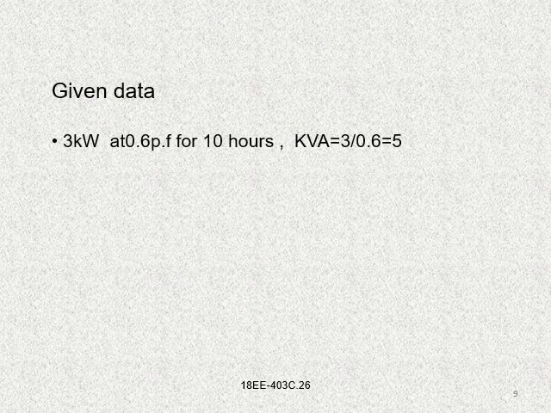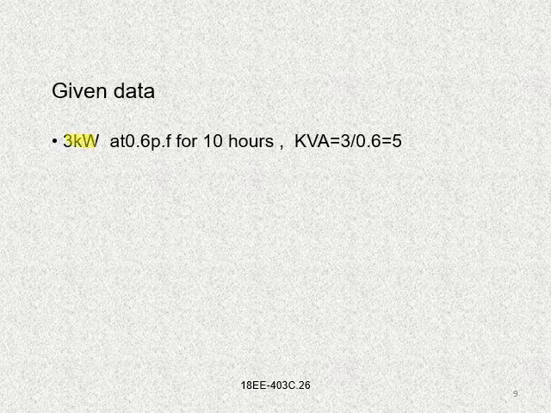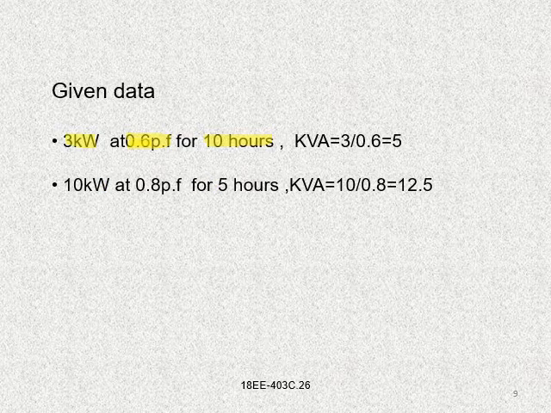Now the given data is 3 kilowatts at 0.6 power factor for 10 hours. So here the kVA is nothing but kW by power factor. So simply in order to find kVA, we need to do kW by power factor. So it's 3 kW and power factor is 0.6. So 3 by 0.6 gets 5. So kVA is 5. That means we need to convert this kW value into kVA.